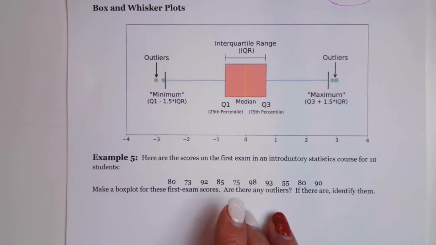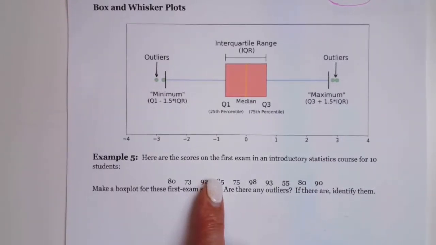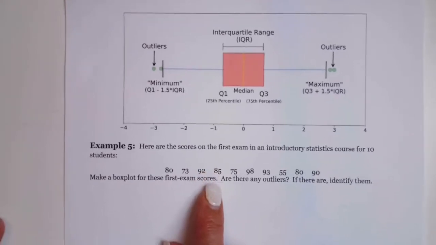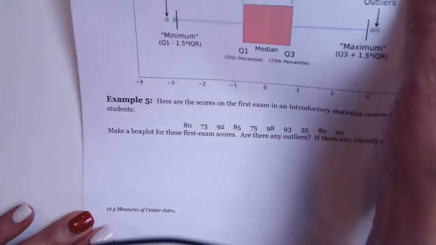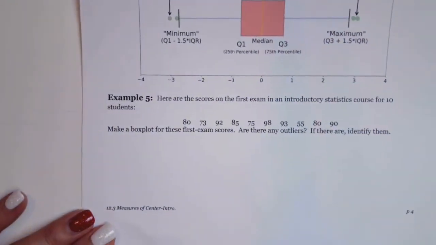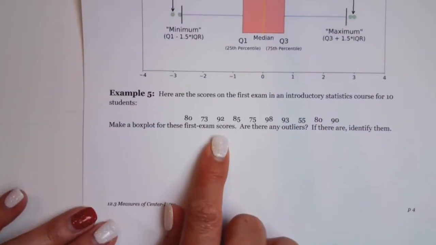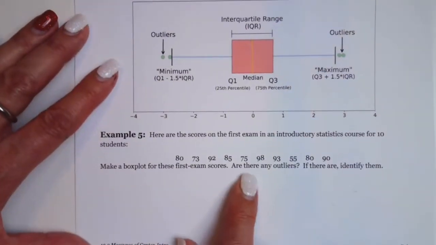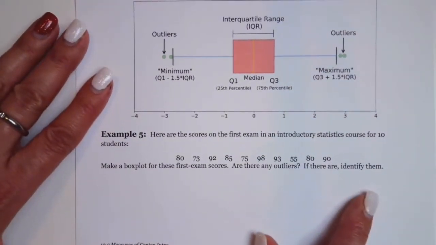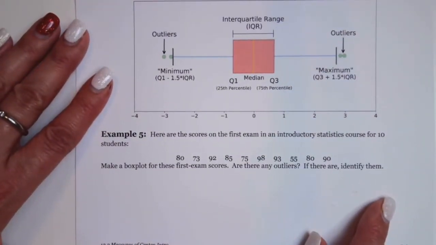So what we're going to do here is take these scores for 10 students and make a box plot for these first exam scores and figure out if there are any outliers. If there are, identify them.